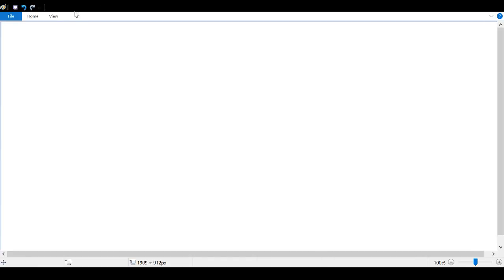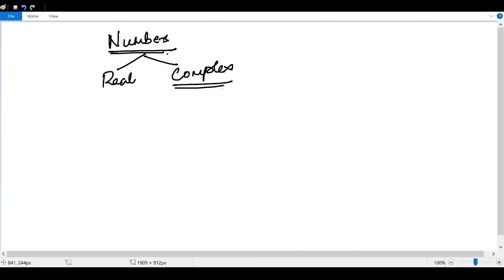Right, so let's begin with the topic numbers, and let's begin with classification of numbers. So how do I classify numbers? I can classify numbers into two portions. One is, most of you know this, real numbers and the other is complex numbers, right? Real numbers are numbers which can be drawn on a number line.